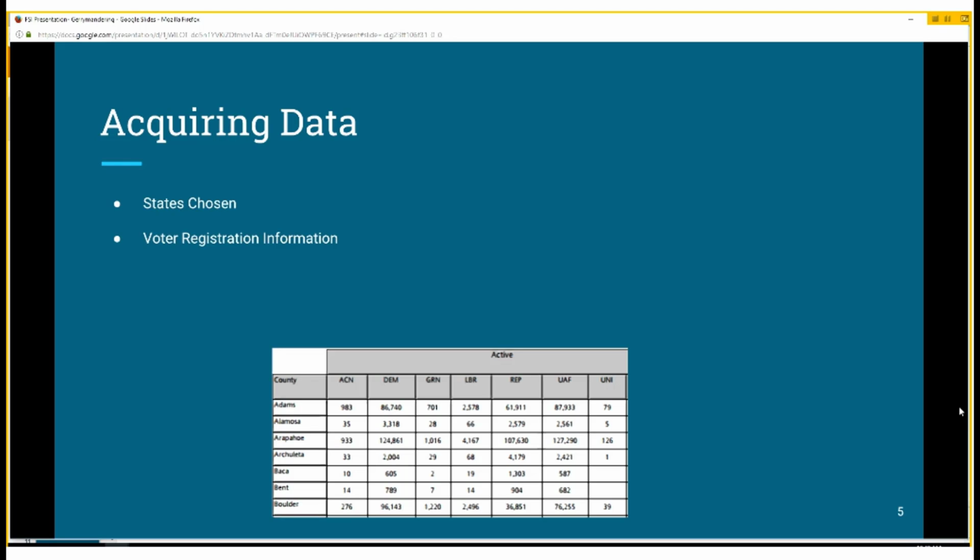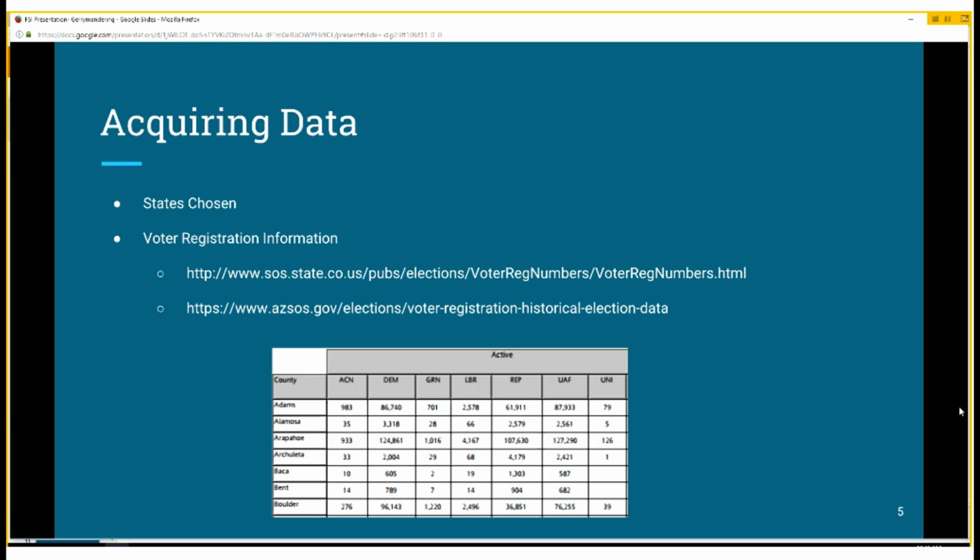So I was able to acquire all of the data that I needed from the voter registration data available on the state secretary website for the particular states that I was looking at. And the website I pulled the data for Colorado is right there, and then right below it is where I got my data for Arizona. And on these websites, there will be tables very similar to the table displayed on the slide, where they would have all of the counties of the state, and then that county's number of Democrats and Republicans for each of the counties.